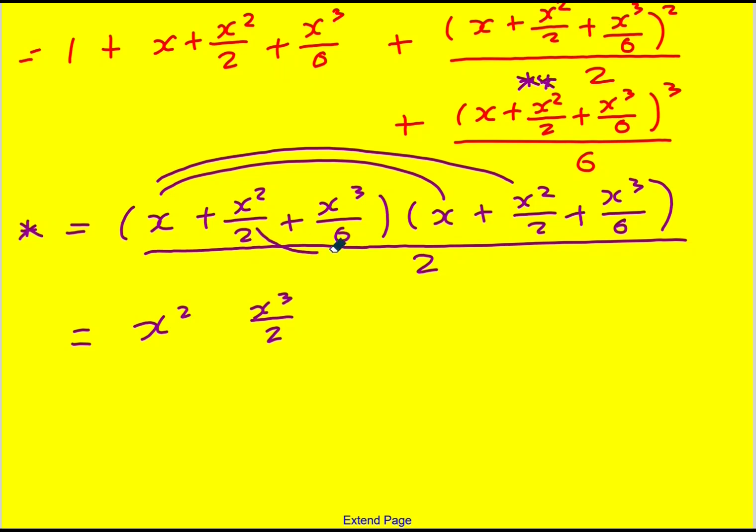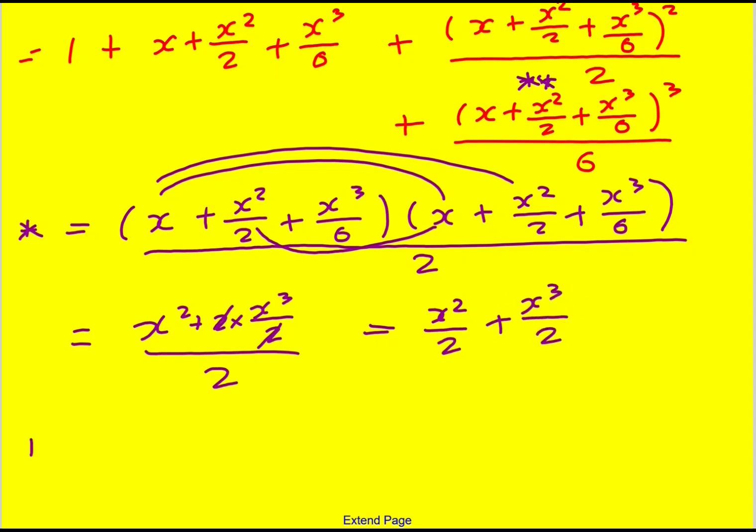So I can now go to this term times this. That'll give me another x cubed over 2, so I can just double. And then that's it. That's all I need. Don't forget, and then divide them by 2. So I will get x squared over 2, these cancel, plus x cubed over 2.